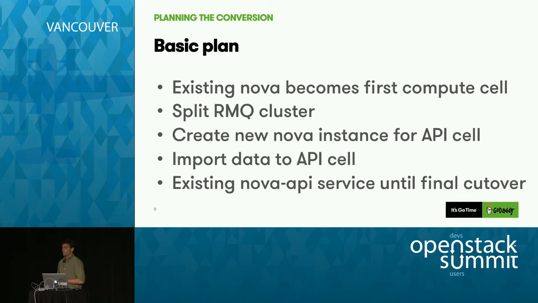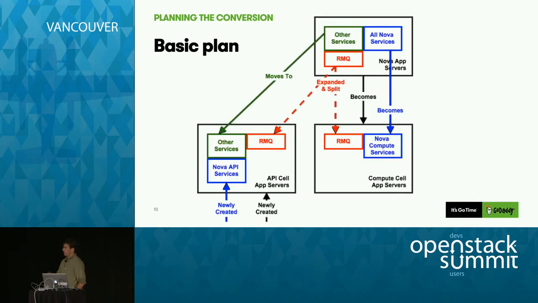We're then going to create a new Nova instance that's going to be for the API cell at the top. There's a bunch of data import that needs to happen. And while we're doing all this, we kept the Nova API service running on our existing Nova installation, which again is going to become our first compute cell. We wanted to keep that running there so that people can continue API calls and continue operations against this thing while we're doing it.